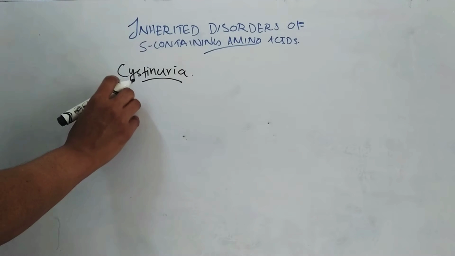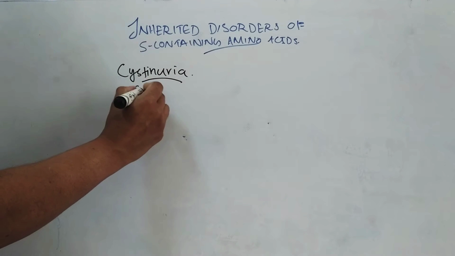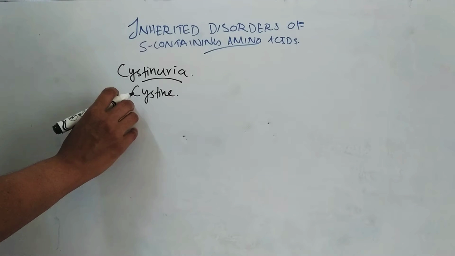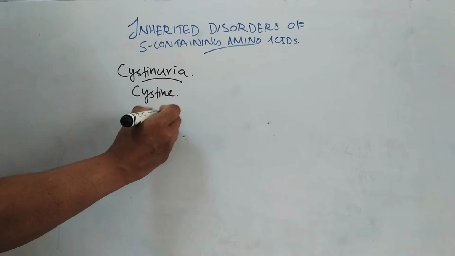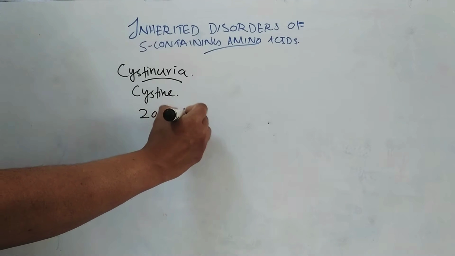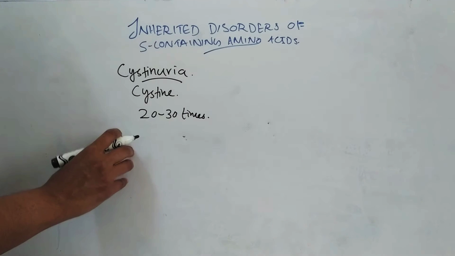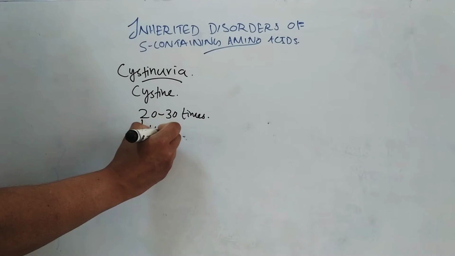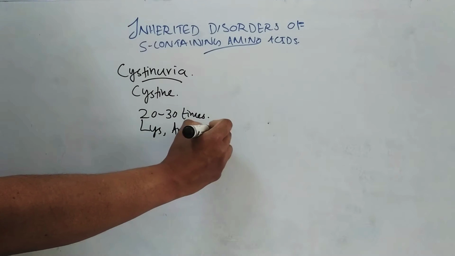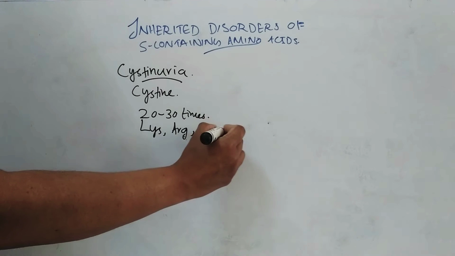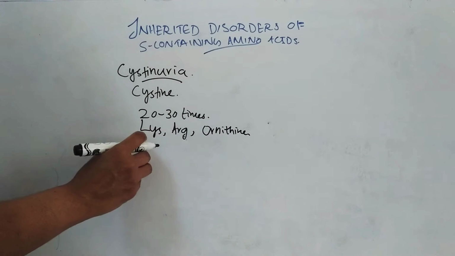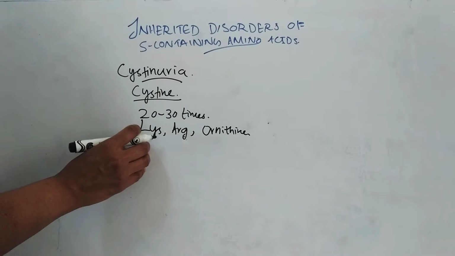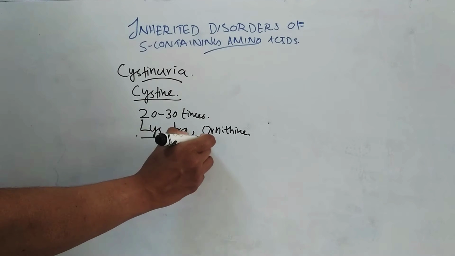Cystinuria is an inherited disorder of cystine metabolism. Here, excretion of cystine in urine increases 20 to 30 times of normal. Also, there occurs increased excretion of dibasic amino acids such as lysine, arginine and ornithine.